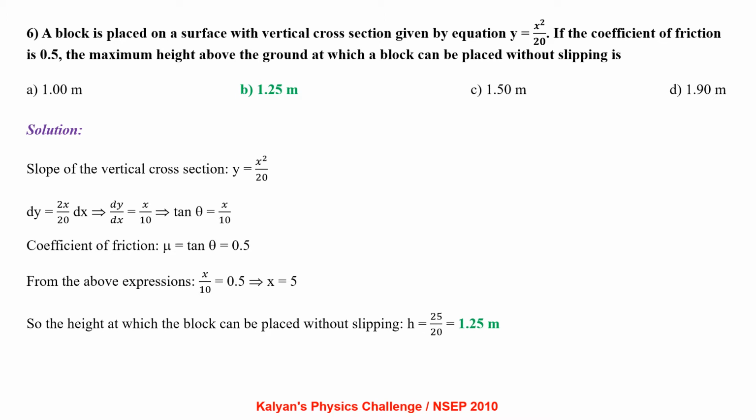Coefficient of friction mu equal to tan theta, that is 0.5. From the above expressions we get x equal to 5. So the height at which the block can be placed without slipping is h equal to 25 by 20, that is 1.25 meter.